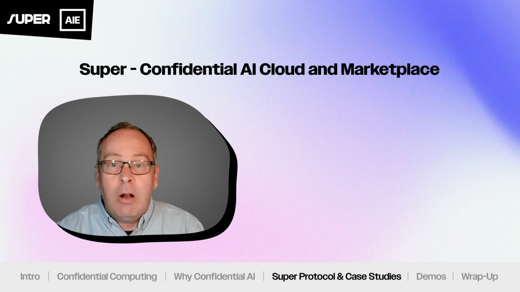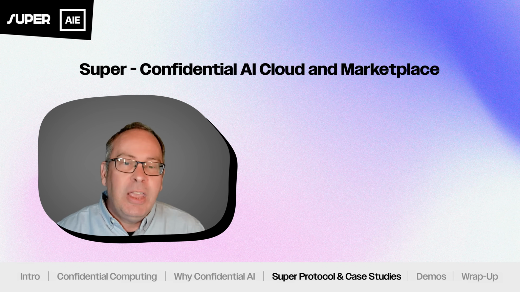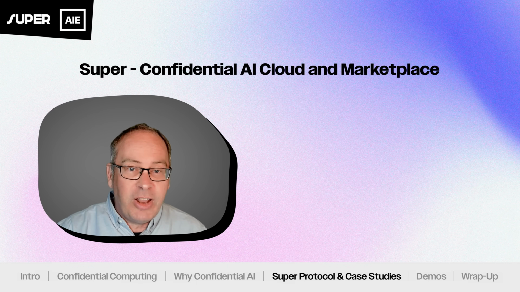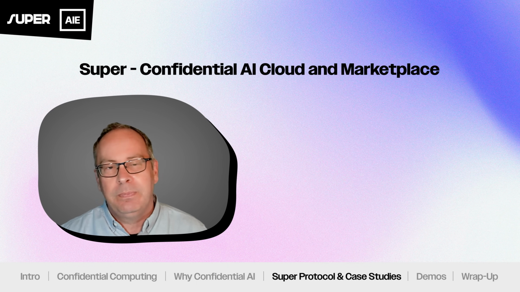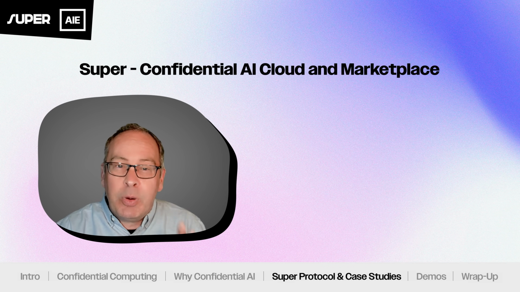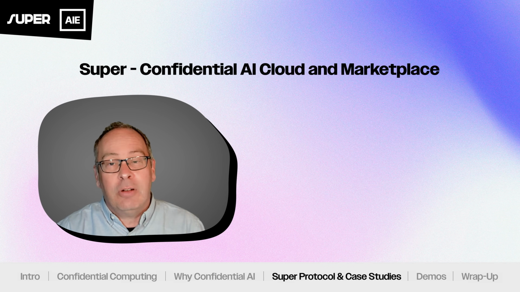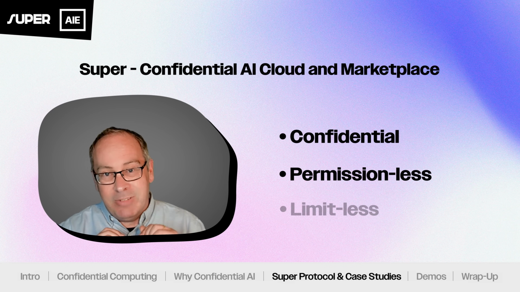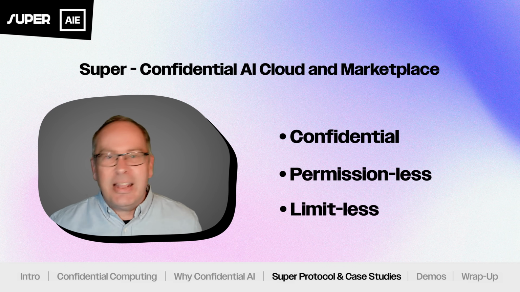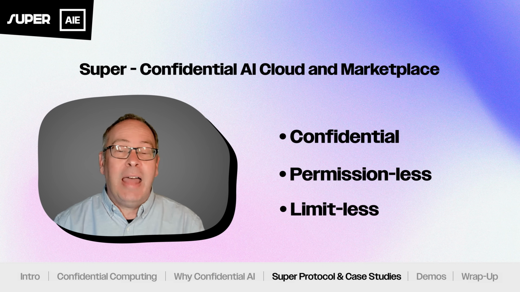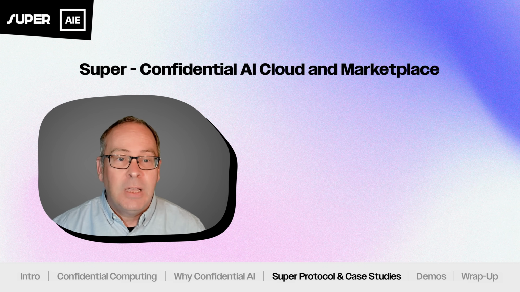Super Protocol removes those limits. You can train, deploy, and monetize AI across organizations and jurisdictions with full confidentiality and ownership. Agents can compute, communicate, and adapt without predefined scripts or centralized control. Confidential, permissionless, limitless. Now let's look at two great end customer case studies from digital marketing and the healthcare industries.